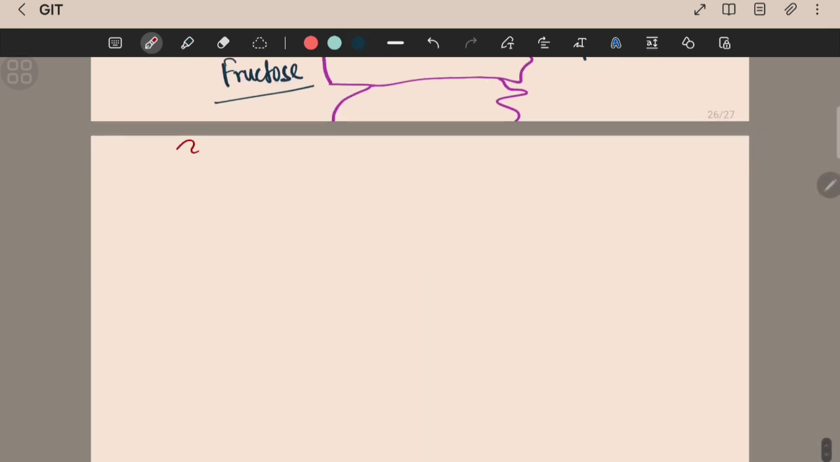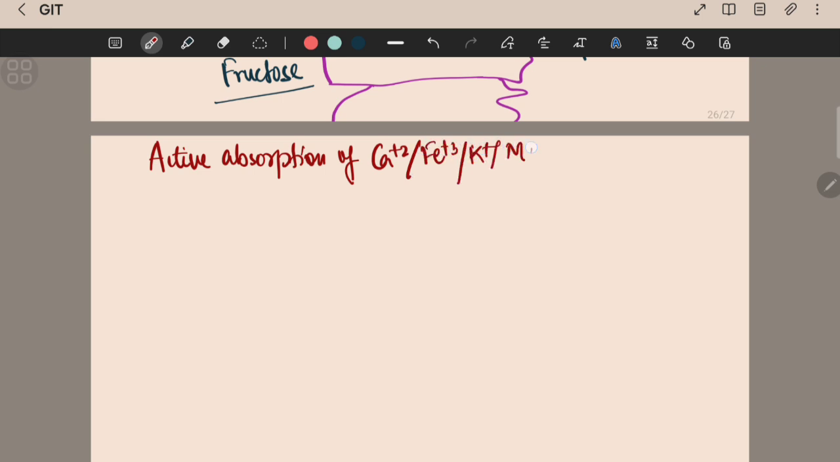Now talking about calcium. So the active absorption of calcium, iron, potassium, magnesium and phosphate. Okay, so calcium is actively absorbed into the blood, especially from the duodenum region, and that amount of calcium ion absorption is controlled by the daily need of the calcium for the body.